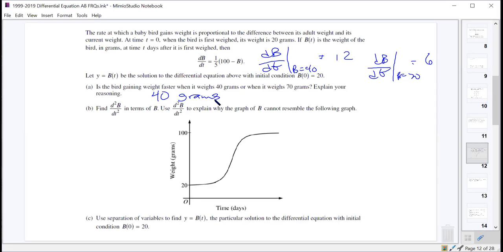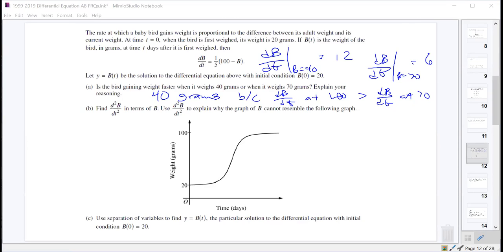Explain your reasoning. Okay, so we say 40 grams, and then you would have explained your reasoning however you felt made sense. We say 40 grams because dB/dt at b equals 40 is greater than dB/dt at b equals 70. That would be good enough. Or the rate of change is 12 versus 6 or something like that.